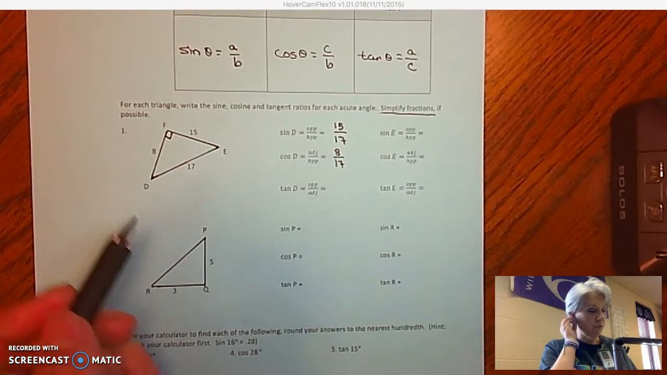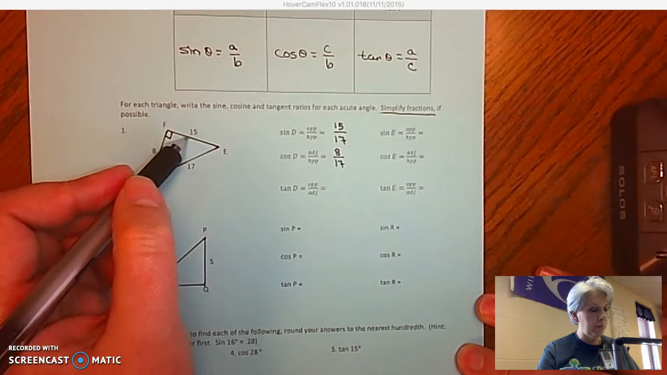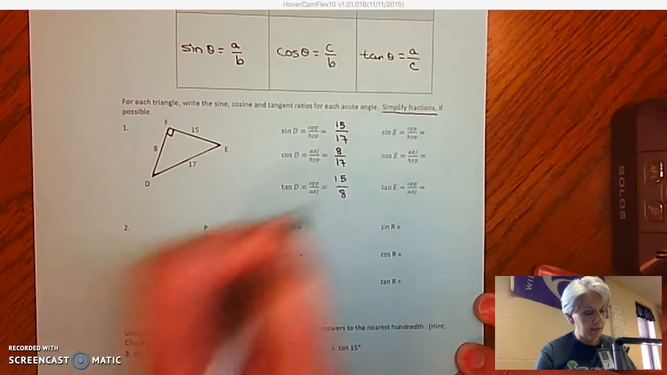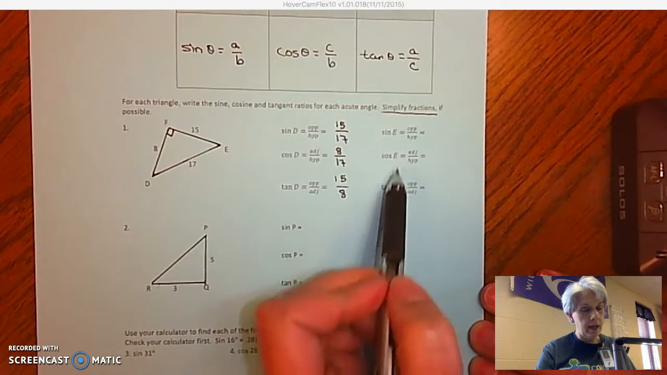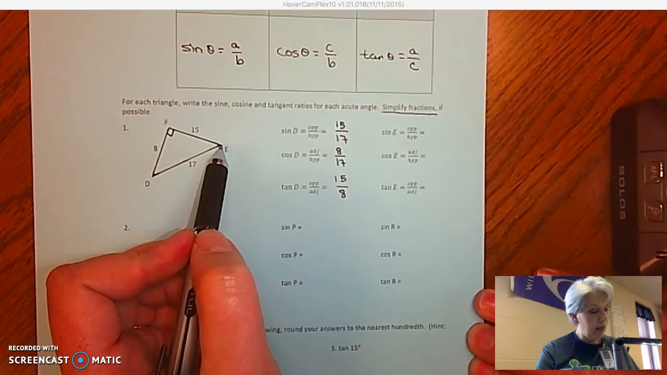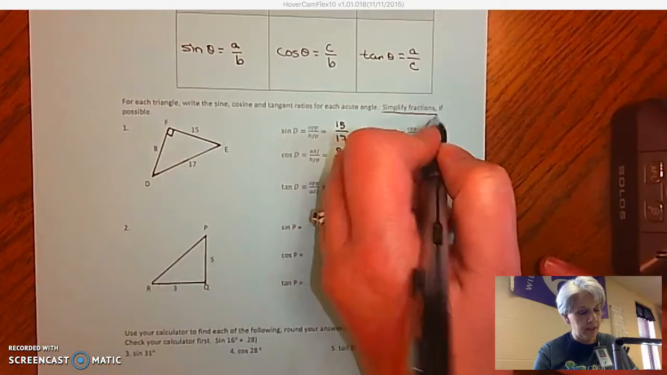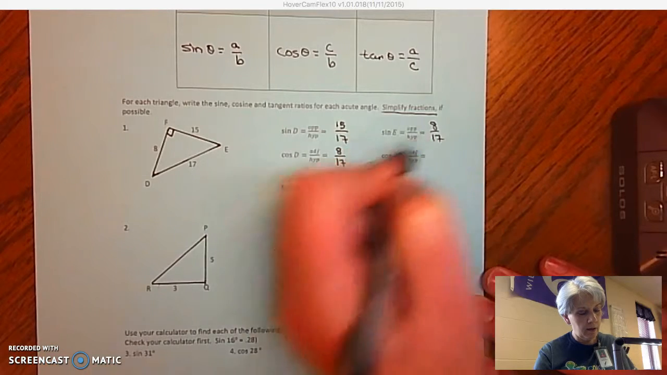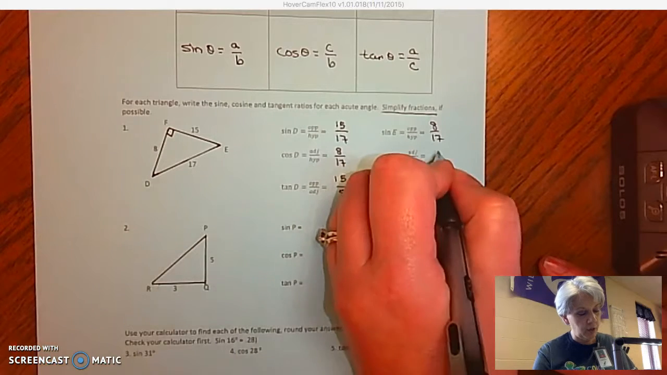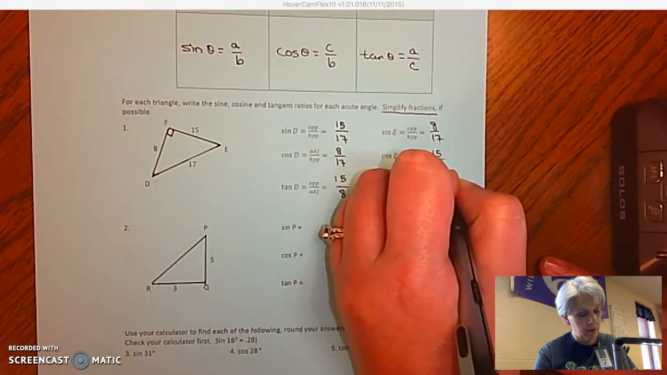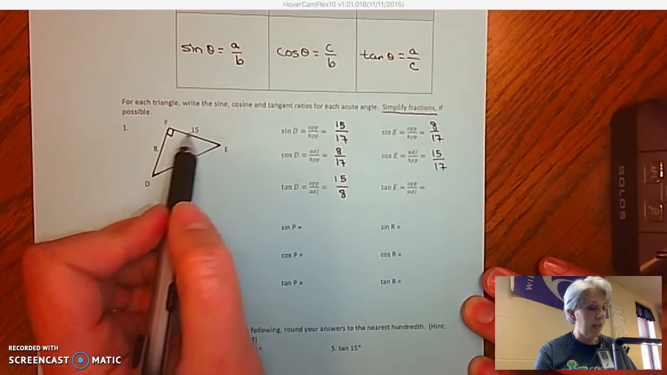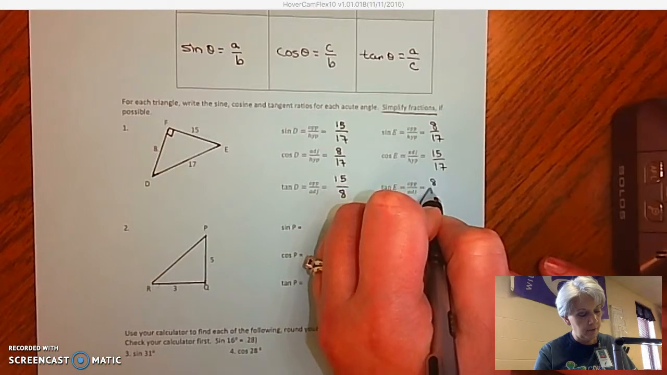Then we have tangent of D. So tangent is opposite over adjacent, so then that's going to be 15 over 8. Okay. Now we're going to look at it in reference to angle E. So if we're at E, sine, opposite over hypotenuse, is 8 over 17. Cosine of E is adjacent over hypotenuse, so that's going to be 15 over 17. And then we have opposite over adjacent for tangent. Opposite is 8 and adjacent is 15.